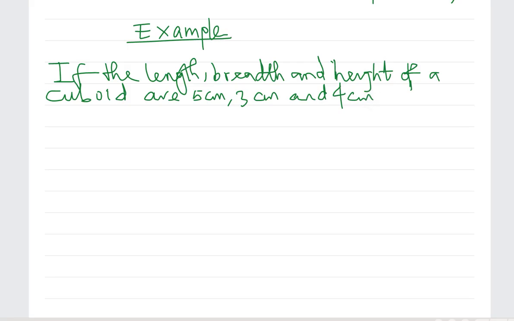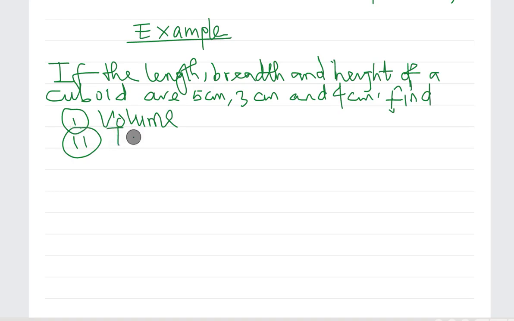Then the question says we should find, so let's say we want to find the whole thing. Number 1, we want to find the volume. Number 2, we want to find the total surface area, that's what we call TSA. And then number 3, I want to find the perimeter. So I want to find these 3 things under a cuboid.